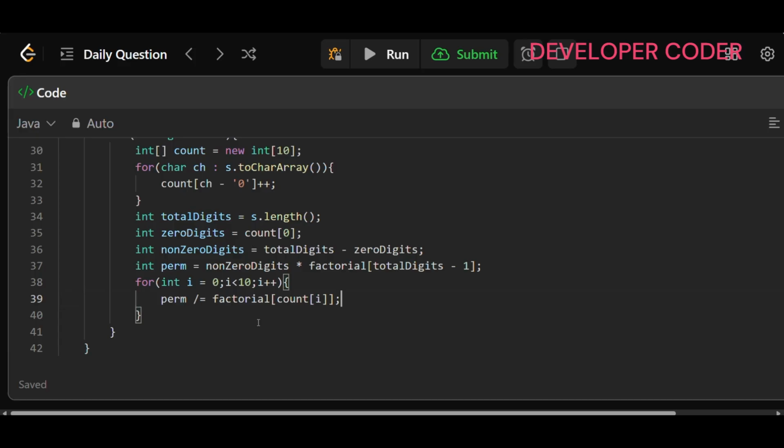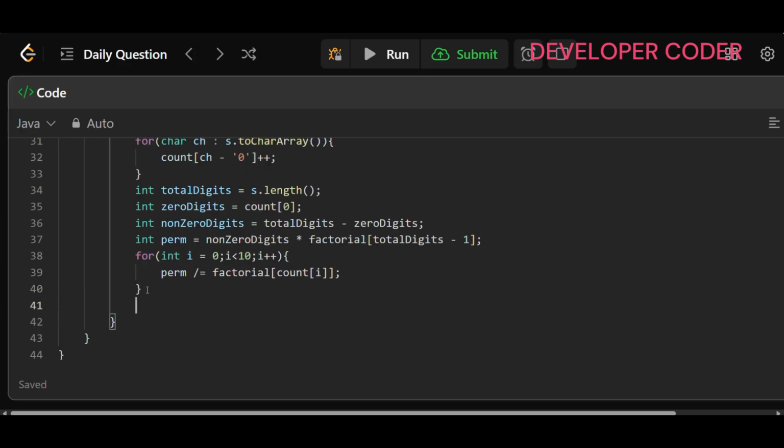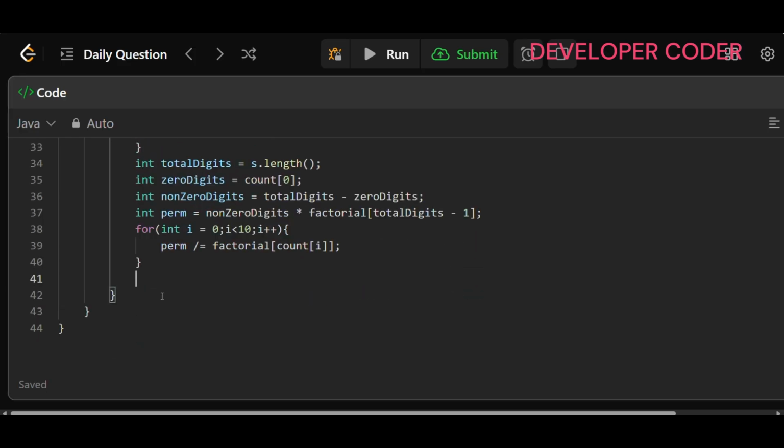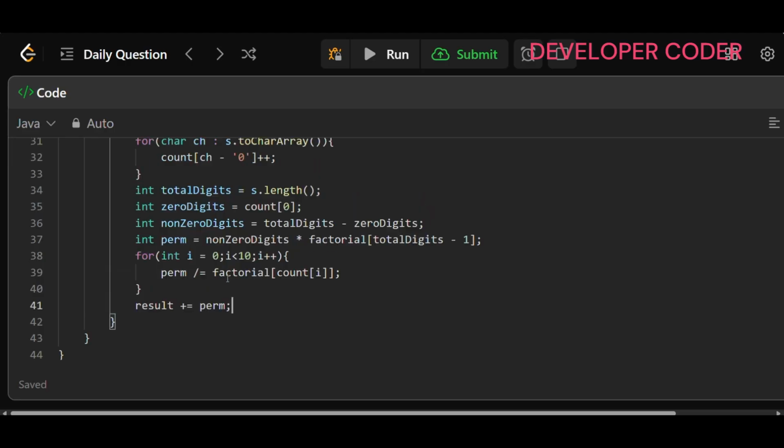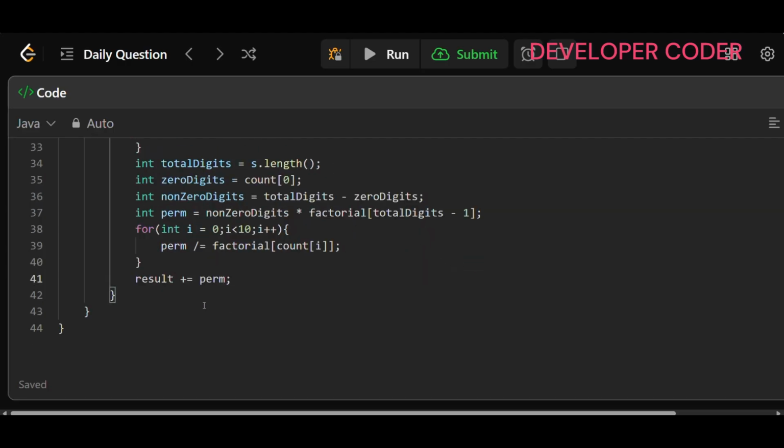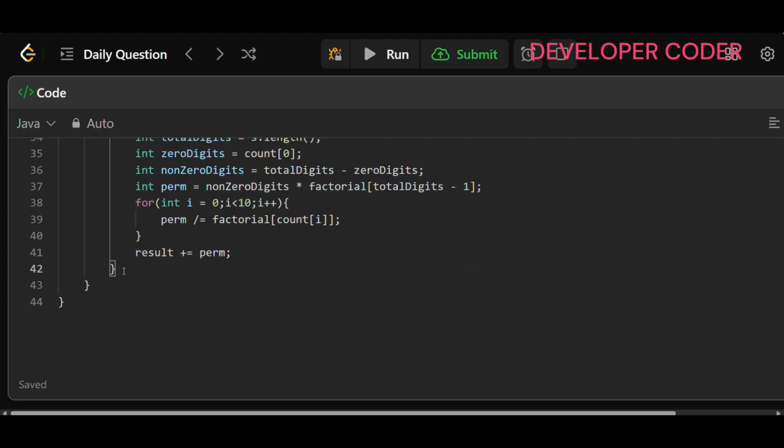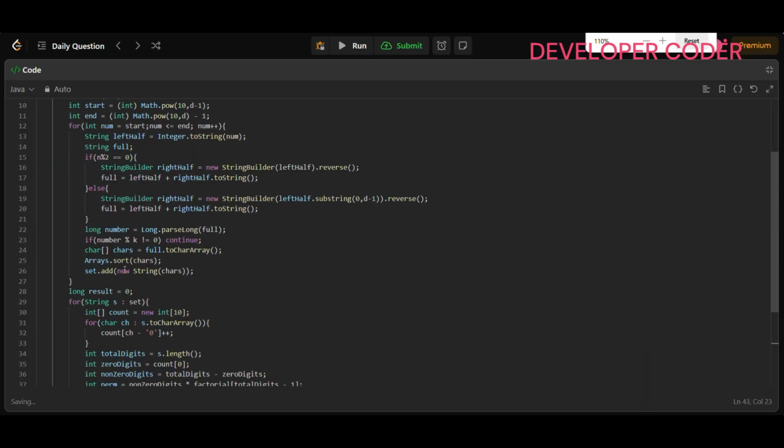This is done. And then every time we have to add this to the result. So result is equal to result plus permutations. Overall, I'm adding it to the result. And then after that we have to just return the result. That's it, return result.